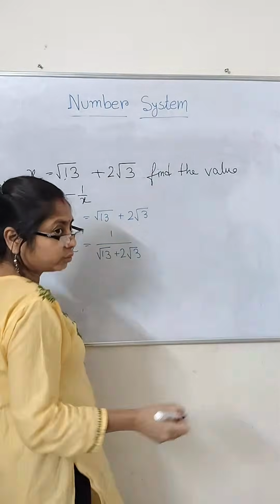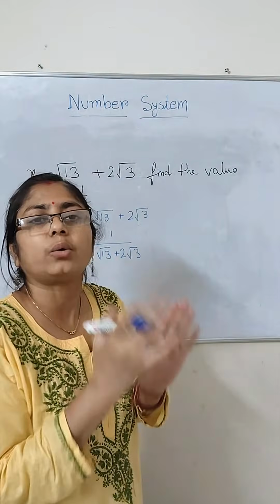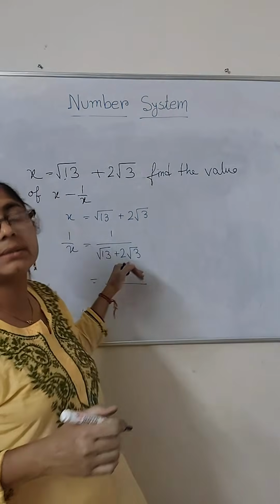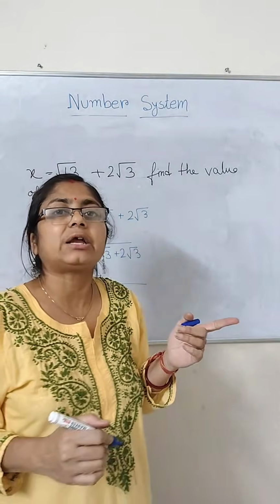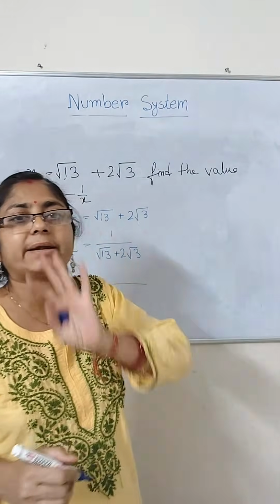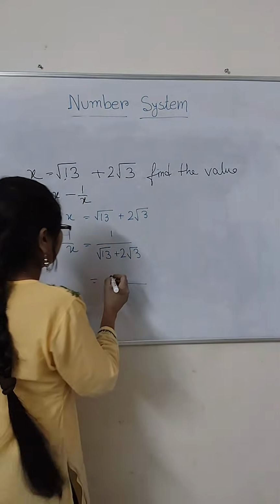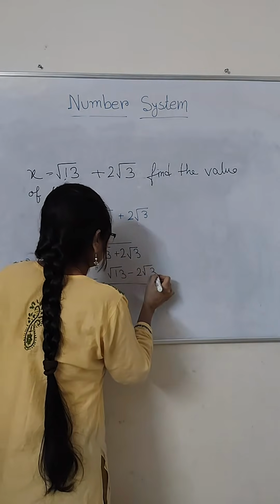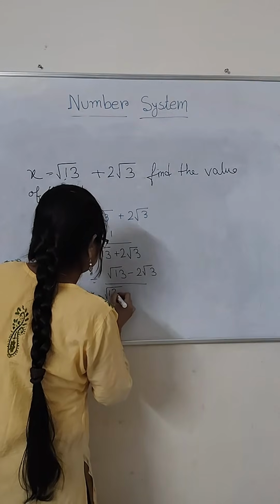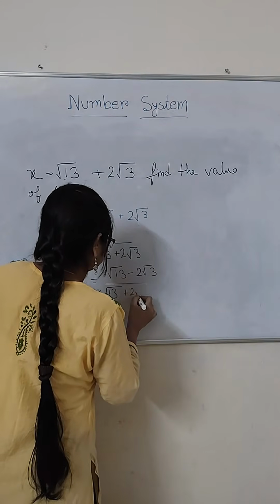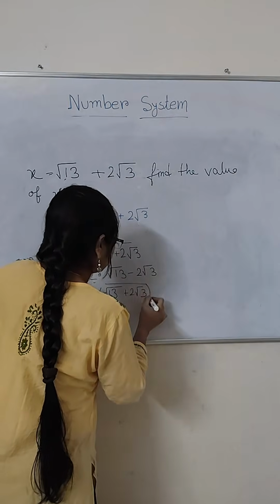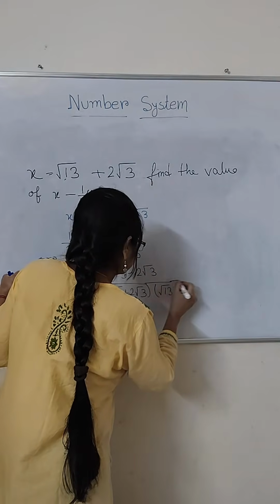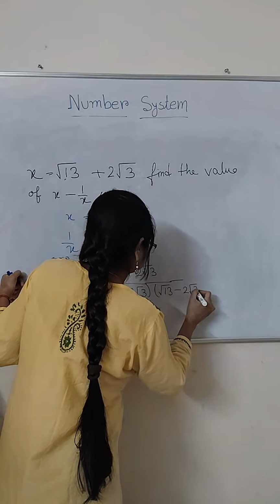Now what are you doing? You just remove the root from the denominator part. There is a plus sign, so you multiply up and down with the minus sign. So what am I doing? Root 13 minus 2 root 3 and this one root 13 plus 2 root 3, multiply root 13 minus 2 root 3. Clear?